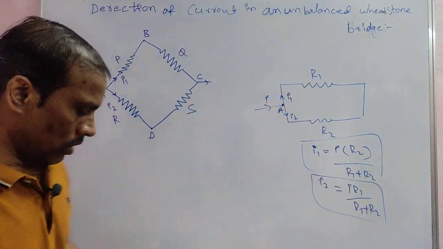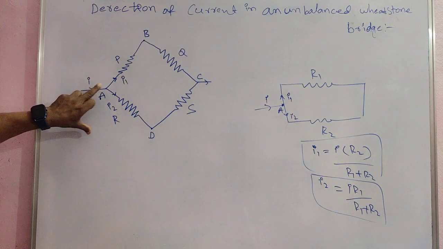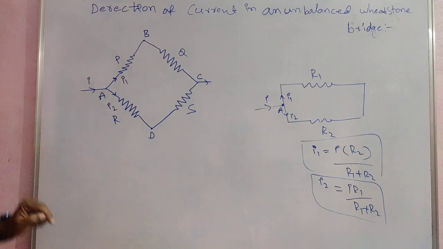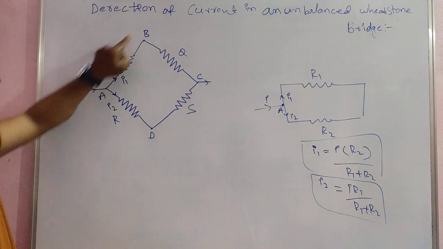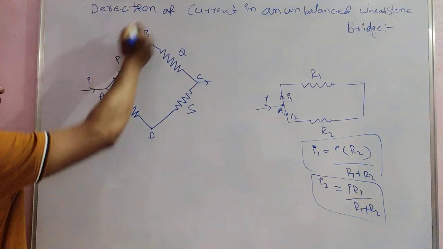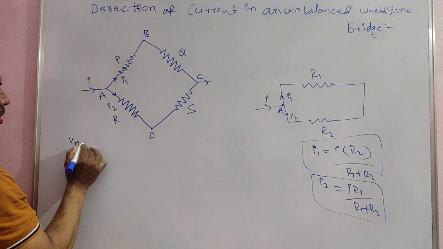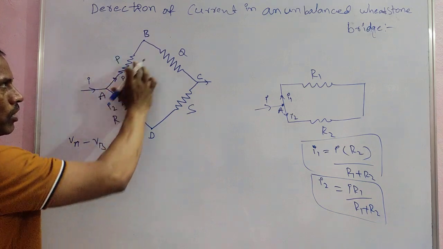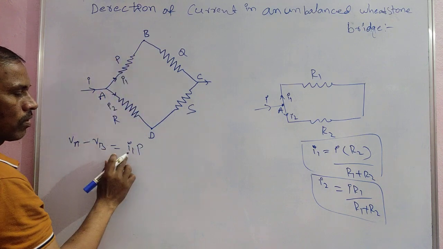Now, first of all, junction A divides into two parts, I1 and I2. Consider the potential difference between A and B, and the potential difference between A and D. First of all, the potential difference between A and B: VA minus VB is equal to I1 into the potential drop across P. Okay, I1 P.